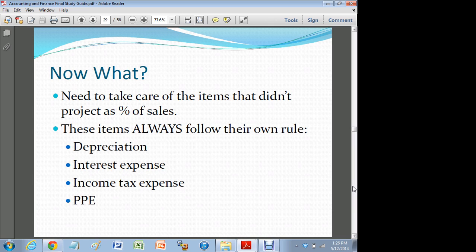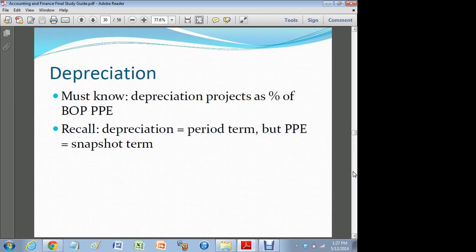Okay, so now we're going to go back to all those terms that we skipped, the more difficult ones. And you'll see they're a bit more difficult because in some cases you're taking a number from an income statement and a number from a balance sheet. So let's try depreciation. We said depreciation is going to be affected by how much PPE you have at the beginning of the period. Not the end of the period, but the beginning of the period.